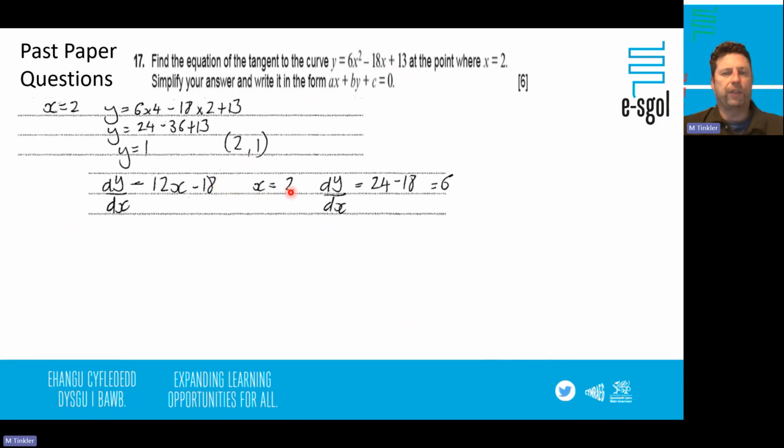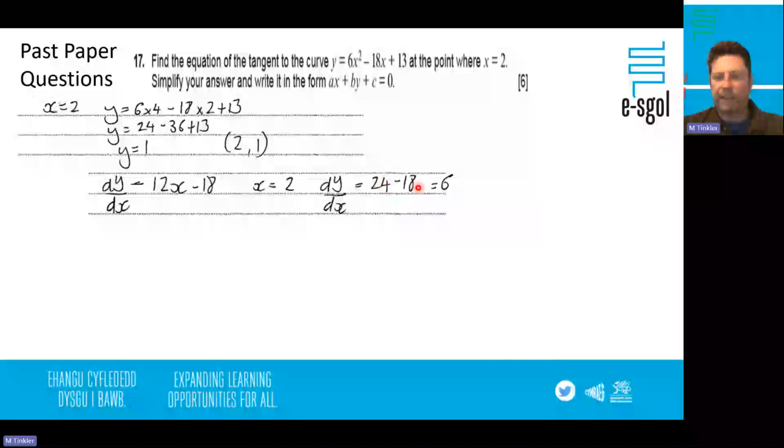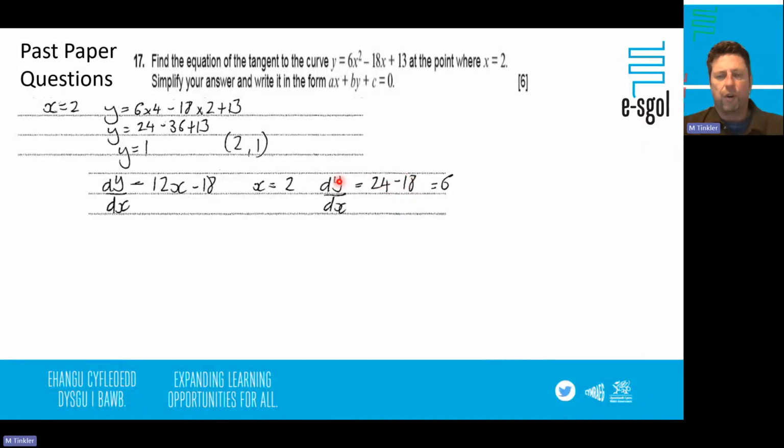Next thing, substitute x equals 2 in. The dy/dx, this gives us the answer of 6. Again, I think if I did this again, I would have written my solution dy/dx equals 6. I'm not a big fan of having 2 equals on the same side. Not very good for OCR questions in GCSE maths.